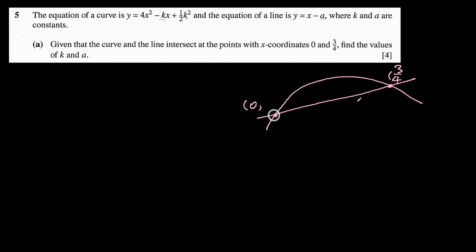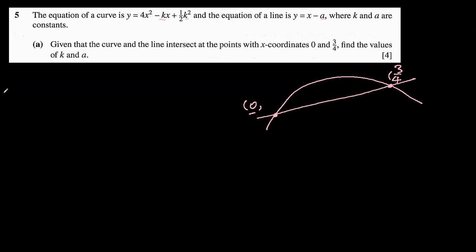So let's try to visualize this. Suppose this is the curve and this is the line. The x coordinate of this one, which one is more? 3/4, is 3/4. And the x coordinate of this one is 0. Doesn't that mean that both line and curve, both of them will satisfy the equation with these two x's? Let's try to do that.